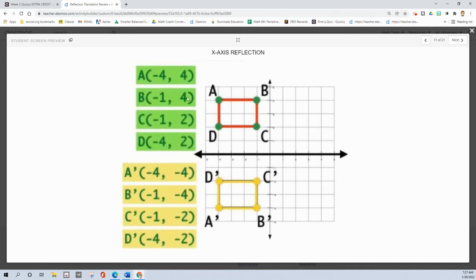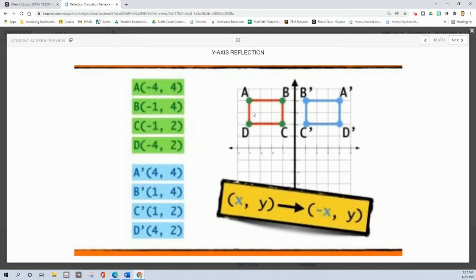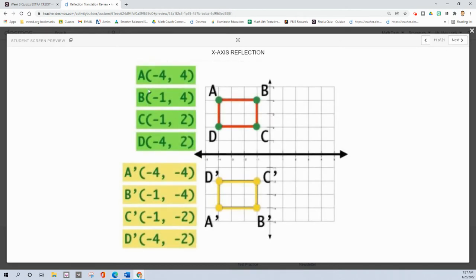When you look at these points here, those green points, see A, B, C, D. Now notice it's now C prime, D prime, A prime, B prime, right? This image flipped. It's almost like it turned the page down to this bottom spot, just like this image flipped over to this side, okay? But let's look at the coordinates.